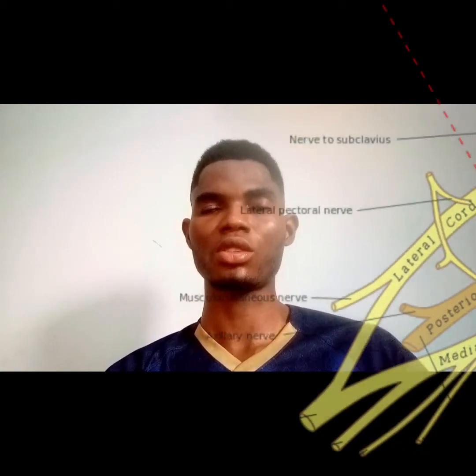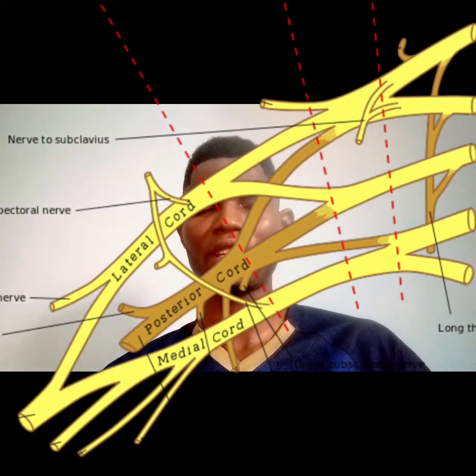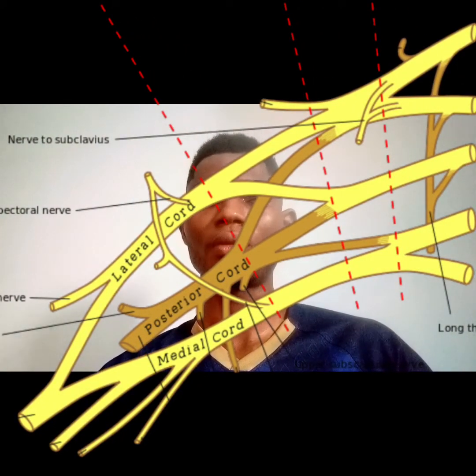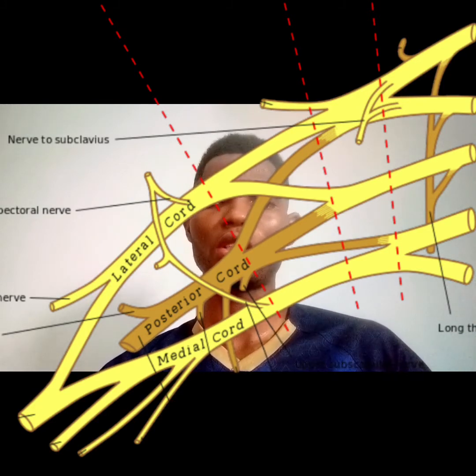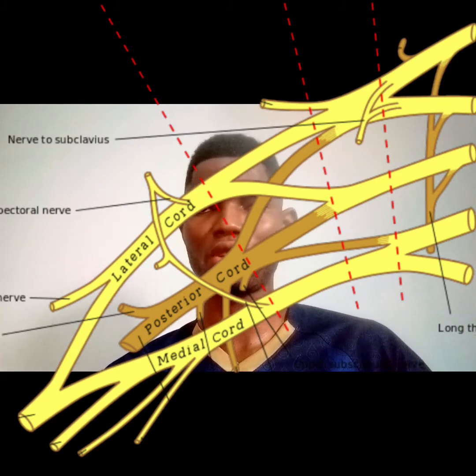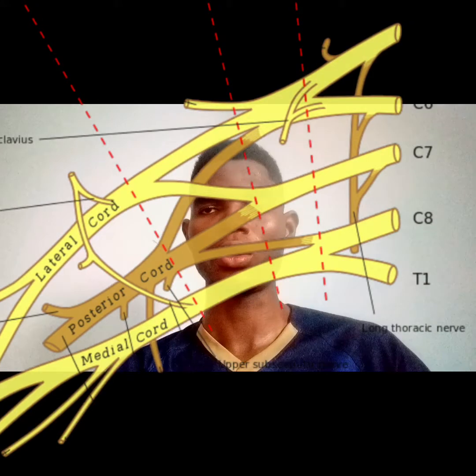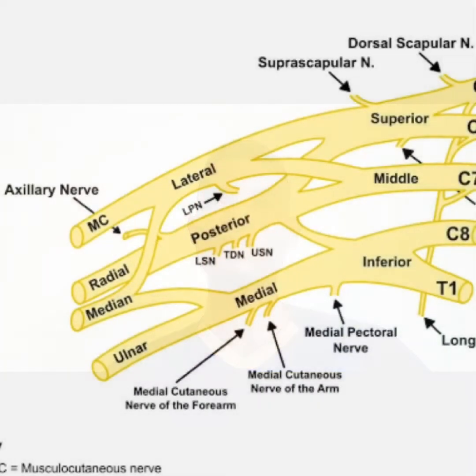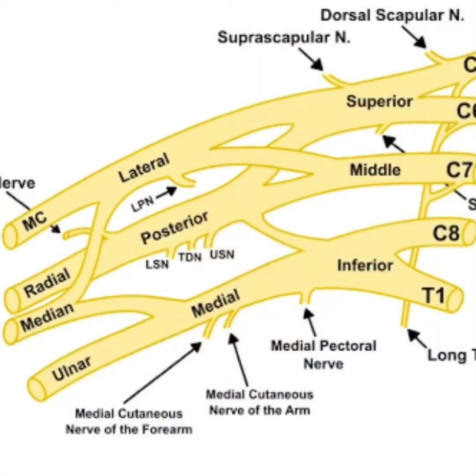All right, so the next part of the brachial plexus after the divisions is the cords. There are 3 cords of the brachial plexus: the medial cord, the lateral cord, and the posterior cord, and they are named according to their position relative to the axillary artery. The lateral cord is formed by the anterior division of the superior trunk and the anterior division of the middle trunk.